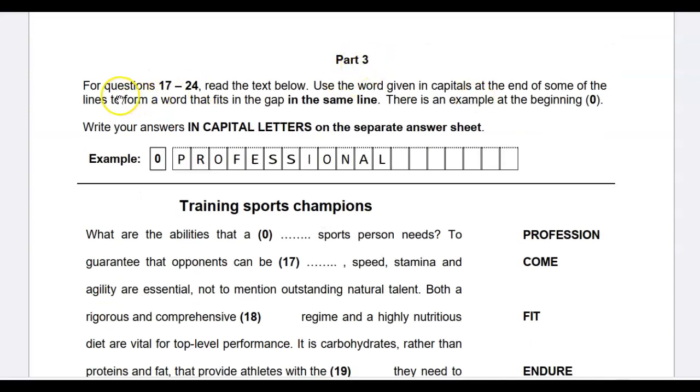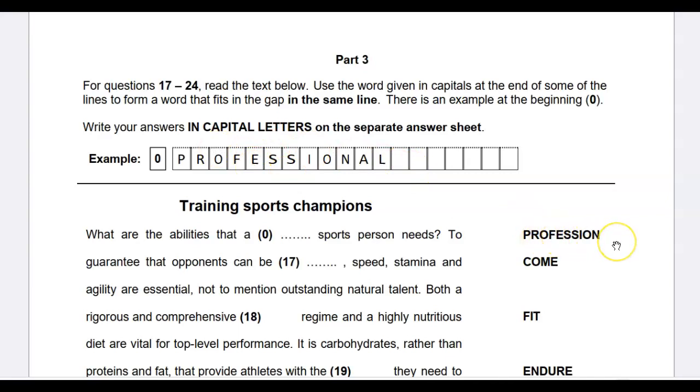Part 3, for question 17 to question 24, you are going to read the text below. You are going to use the word given in capitals at the end of some of the lines to form a word that best fits in the gaps in the same line. There is an example at the beginning. So for the first, which is the example, it is professional. So this is the answer.